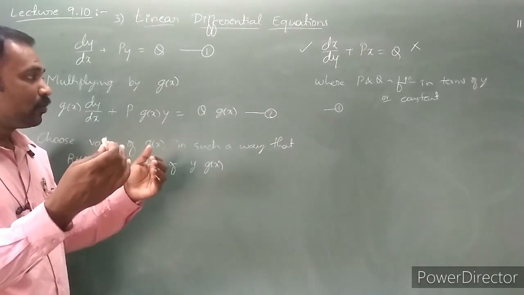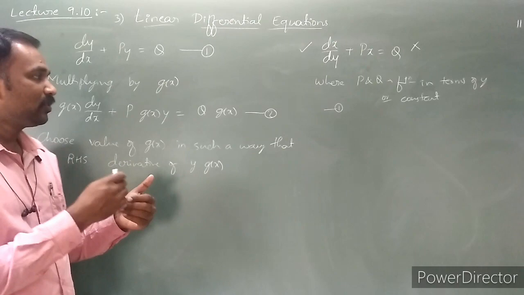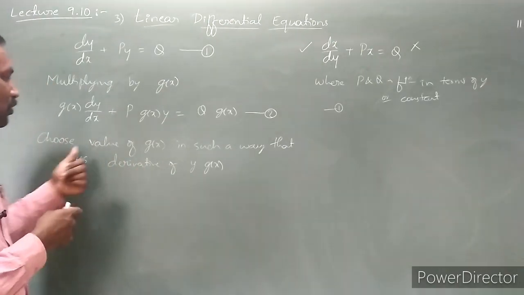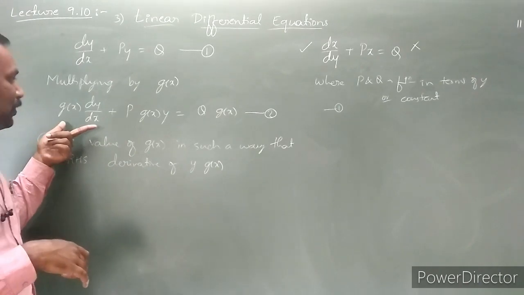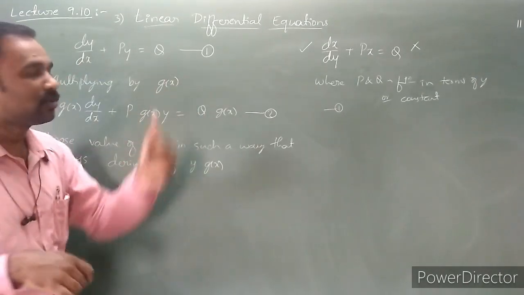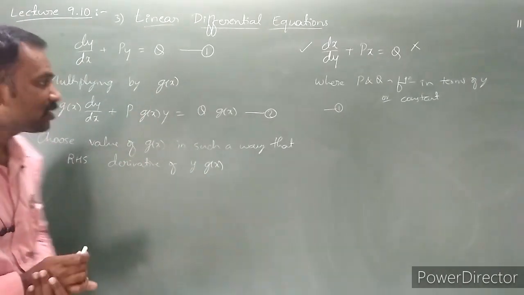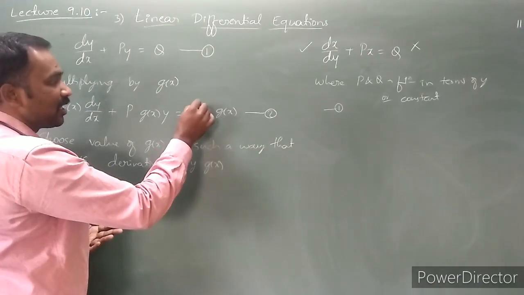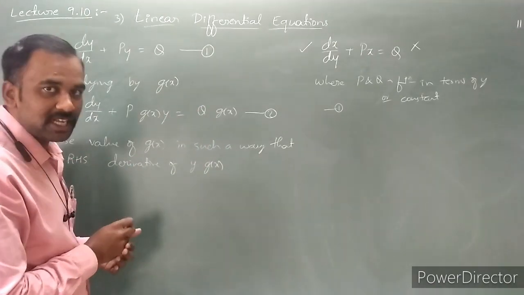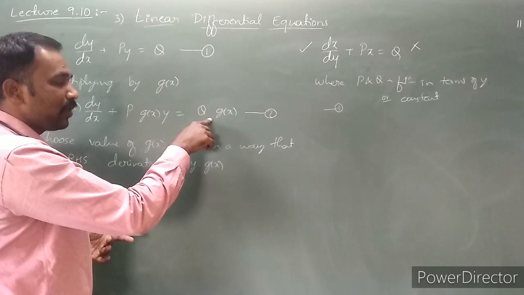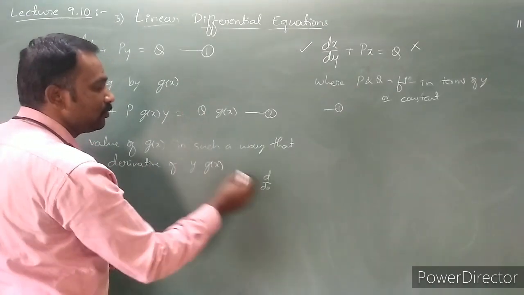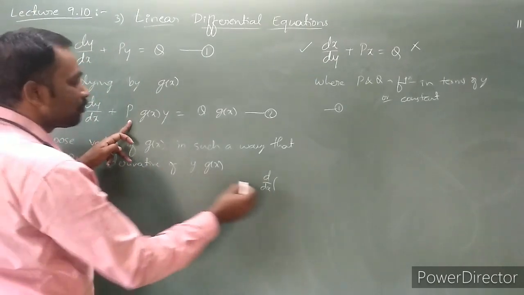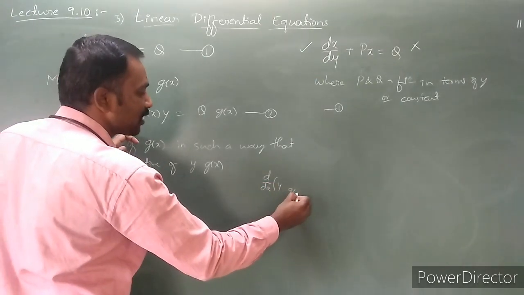Now what is the g of x value? We have to choose the g of x value. How to choose it? Or which quantity do we need to multiply throughout this differential equation? On the right hand side, whatever the q into g of x is, after differentiation, that derivative must be present as y into g of x.